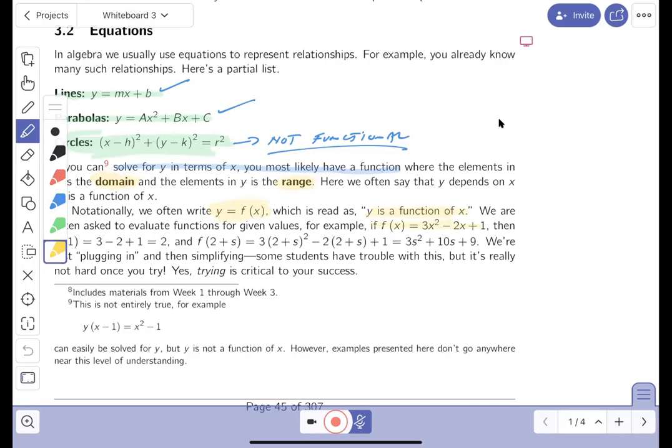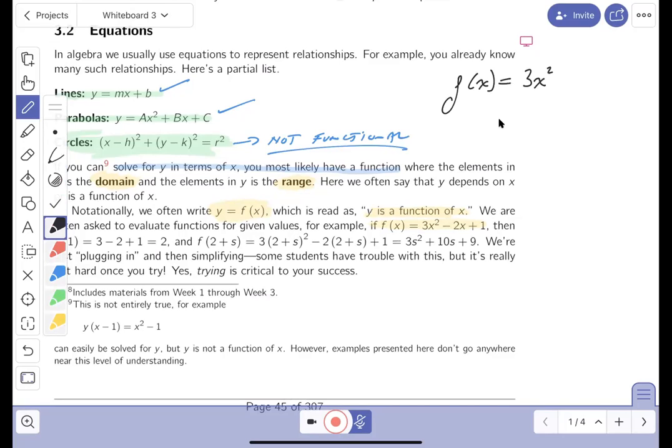So if you're given a function, this is a function over here, and you're asked a question, I'll write it down for you. So you're given f of x, and what's f of x? 3x squared minus 2x plus 1. And then they ask a question. And someone says, I don't even know what the question is. The question is f of 1.